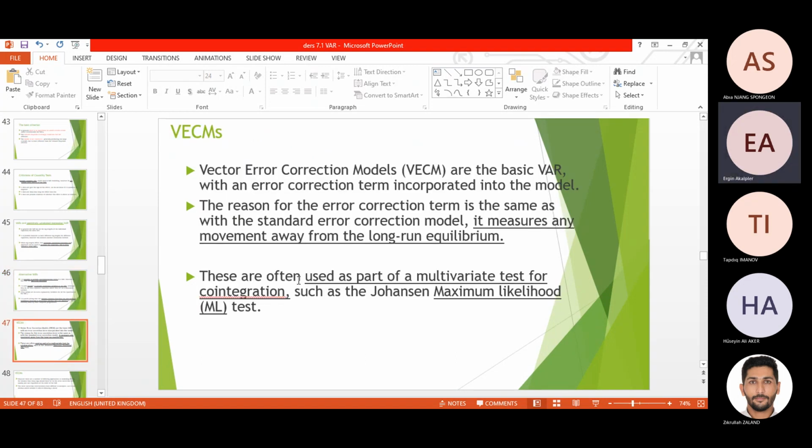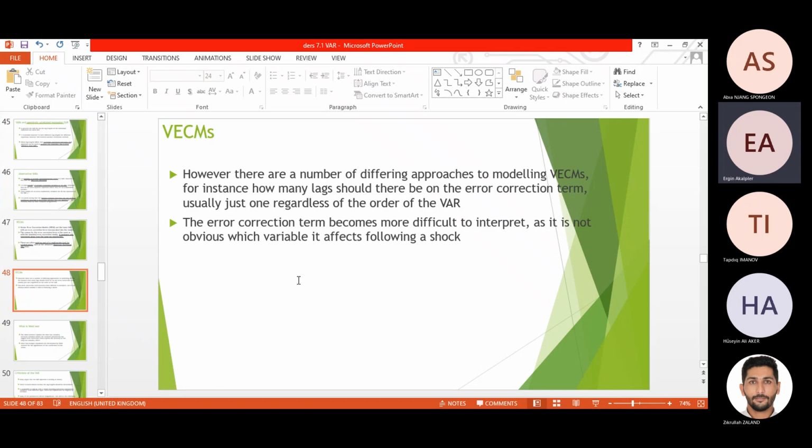The vector error correction model that we covered last lecture is the basic VAR with an error correction term incorporated into the model. The reason for the error correction term is the same as with the standard error correction model. It measures any movement away from the long-run equilibrium. These are often used as a part of the multivariate test for cointegration, such as the Johansen maximum likelihood test. However, there are a number of differing approaches to modeling VECMs. For instance, how many lags should there be on the error correction terms? Usually just one, regardless of the order of the VAR.